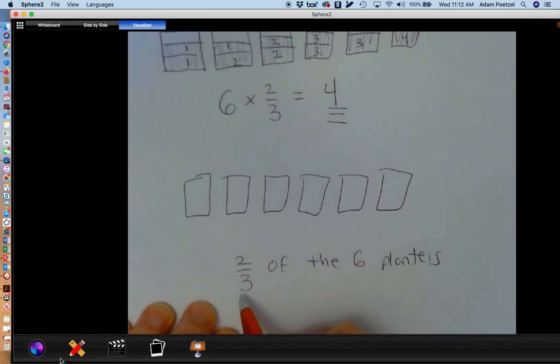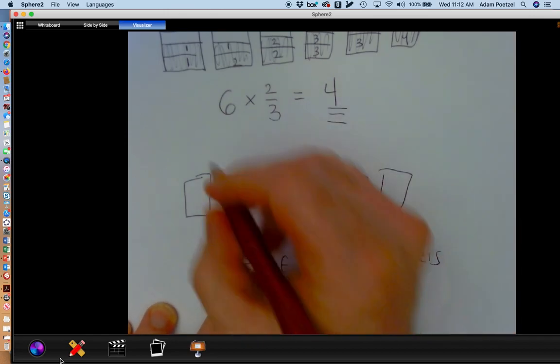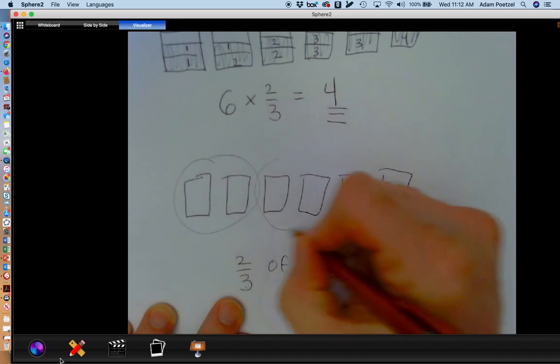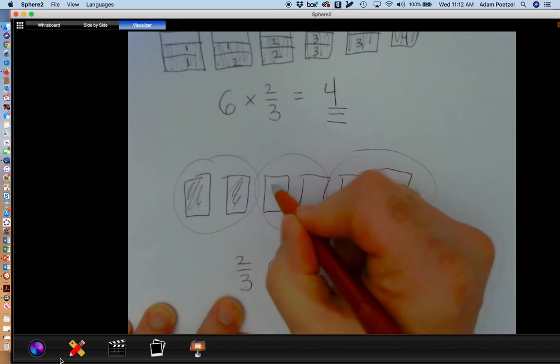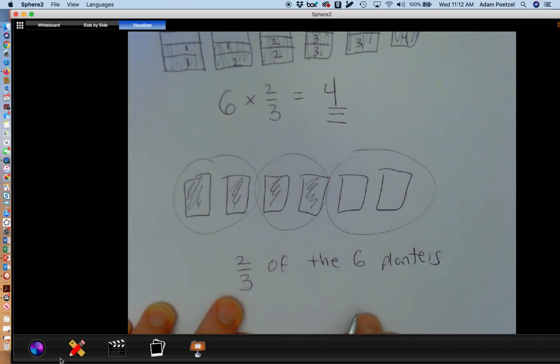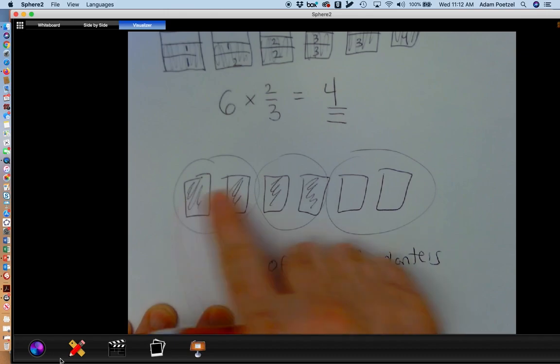Well, one way to think of that is to, again, think about breaking these into thirds. So if we break it into 3 equal groups, we have 2 of those 3 equal groups. So it might look something like that, right? That's what 2/3 of 6 planters might look like. Again, we have 2 of 3 equal groups of those planters.